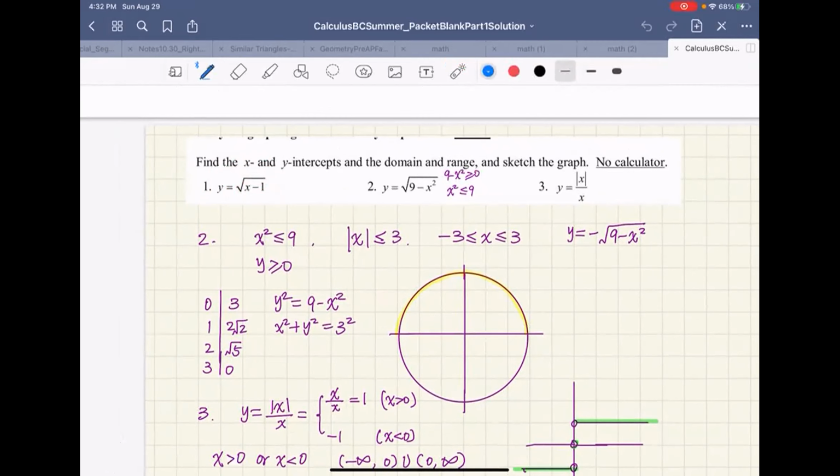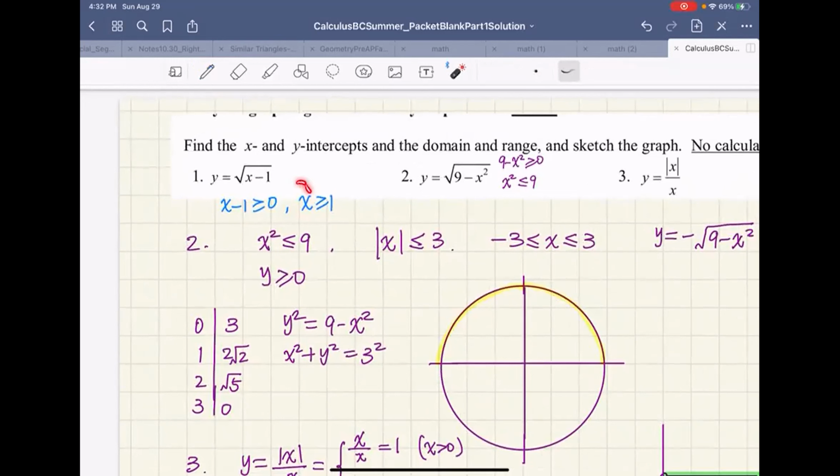It's the domain. If you want to write it in set notation, this is called the set notation. If you want to write it in interval notation, you put the brackets 1 to infinity. Infinity is something you cannot equal, so you use an open parenthesis. All right, that's number 1. We'll do one more question, number 2.